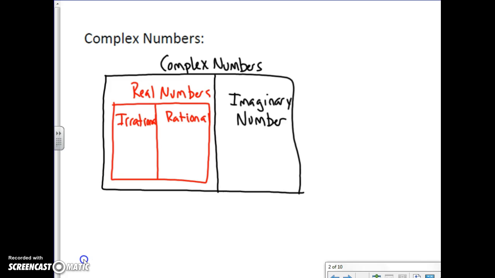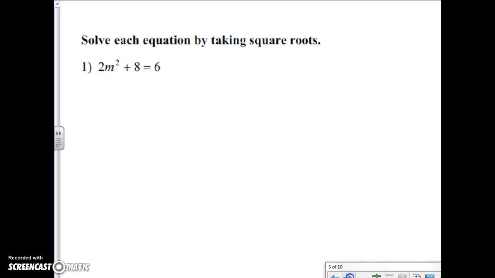So let's talk about the idea of an imaginary number. Let's look at number one. I'm going to solve this equation, and I want to get m squared by itself because we want to solve this by square root. So I'm going to subtract 8 from both sides. When I do that, I get 2m squared equals negative 2. Now I'm going to divide both sides by 2, and I end up with m squared equaling negative 1.